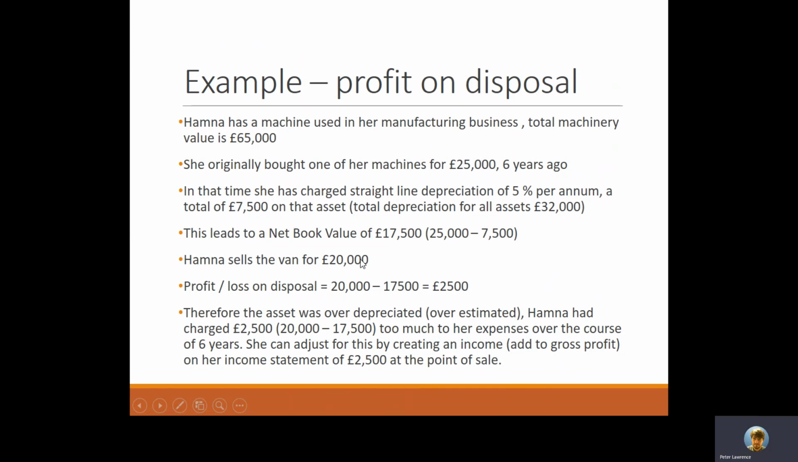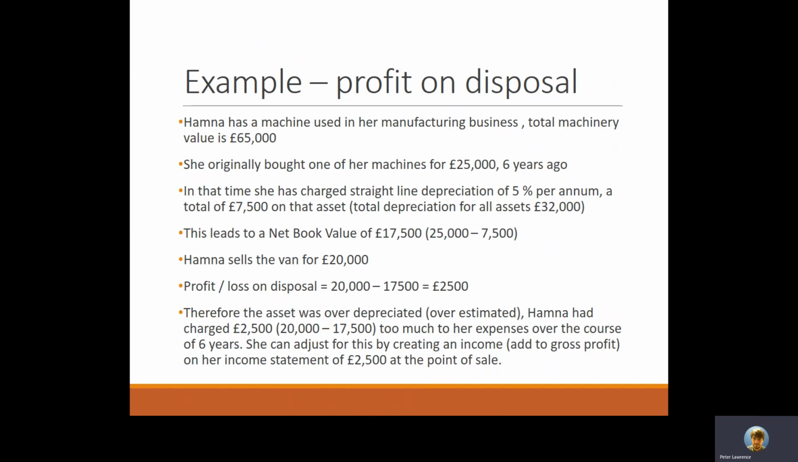Now, Hamna sells the asset for £20,000. So 20,000 minus 17,500 gives us 2,500. So that means over the course of the 6 years, Hamna had charged £2,500 too much to her expenses. So she thought the asset was worth 17,500, but it's not, it's worth 20,000. So she charged too much depreciation over the course of 6 years.